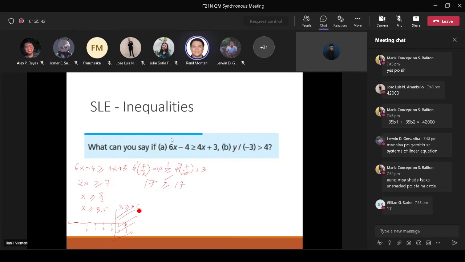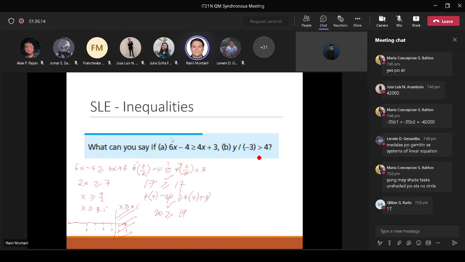Paano kung a little bit higher? Maybe 4, di ba? 4 is greater. So this is 6 times 4 minus 4. Is it greater than or equal to 4 multiplied by 4 plus 3? 6 times 4 is 24, minus 4 is 20. Is it greater than or equal to 4 times 4, 16, plus 3, 19? Yes, it's true. So lahat ng range na mas mataas sa 3.5 will be valid for this expression.